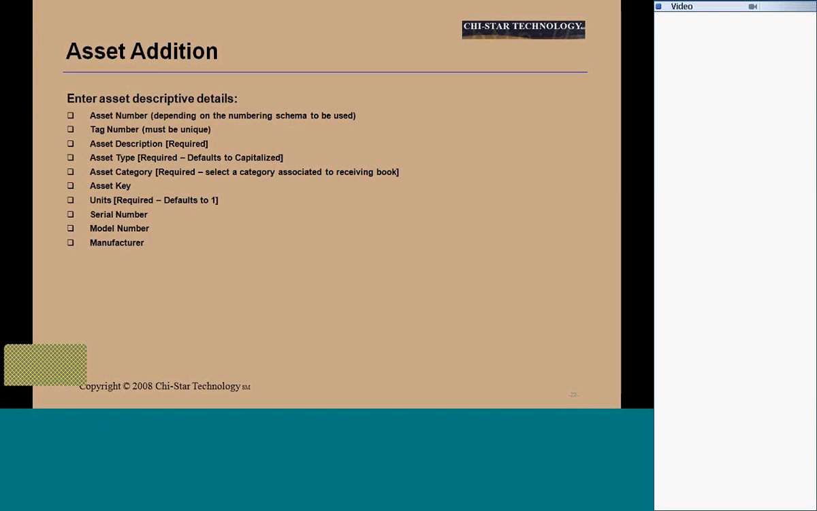Asset additions, again, the data that I'm going to be populating on my descriptive side is the asset number. I need to determine what schema I want to use. The asset tag number, and description is required. Asset type is required, category is required, so I need to identify what category this asset is in. Then the asset key, unit, serial number, model, manufacturer. If I have that information, that's what I need to document. So upon data entry into the new book, I could populate these fields.